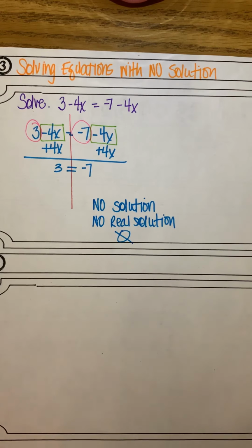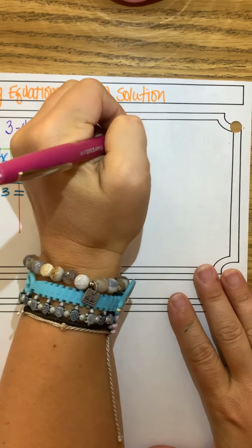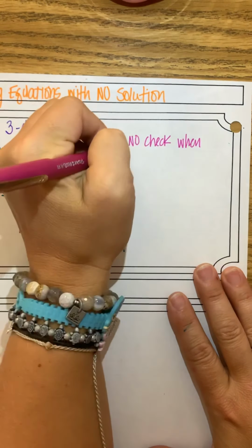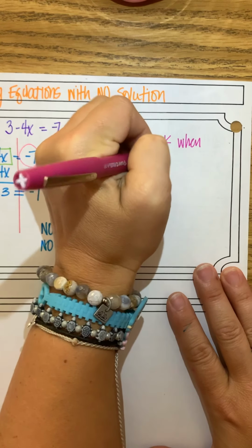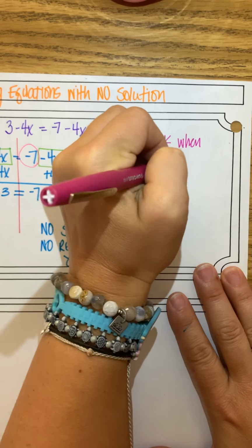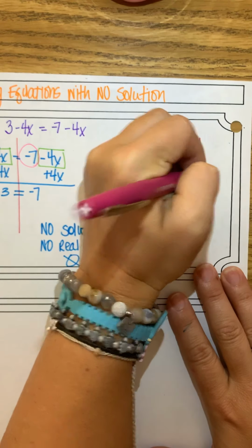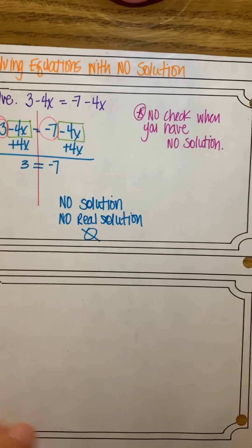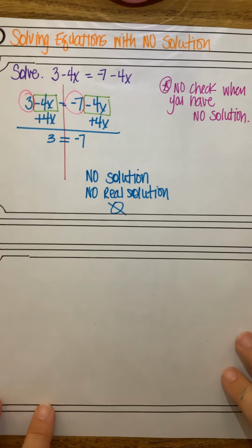The best part about equations with no solution, there's no check. So I am going to put that in there for you. So you have no check when you get a result of no solution.